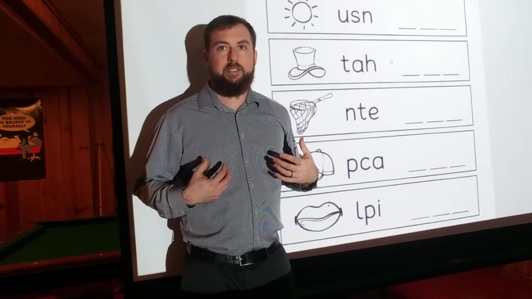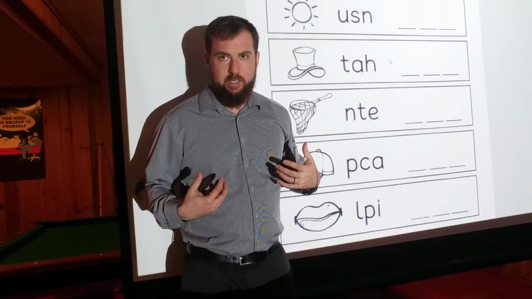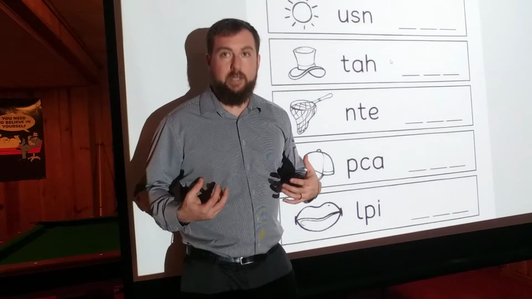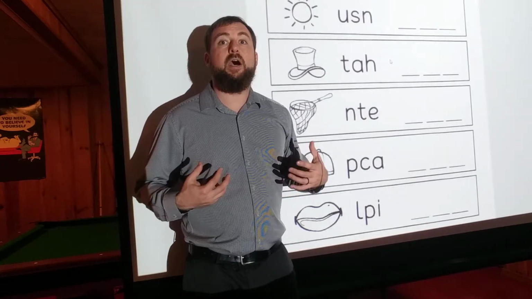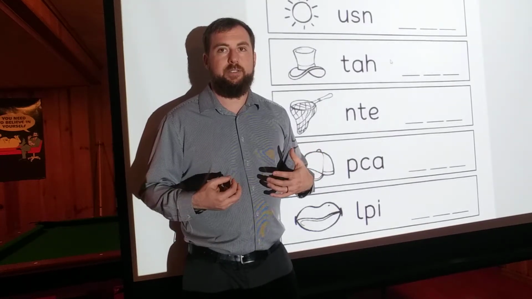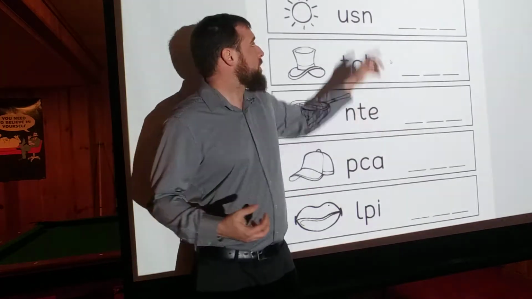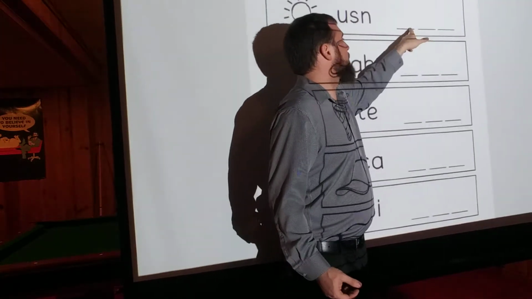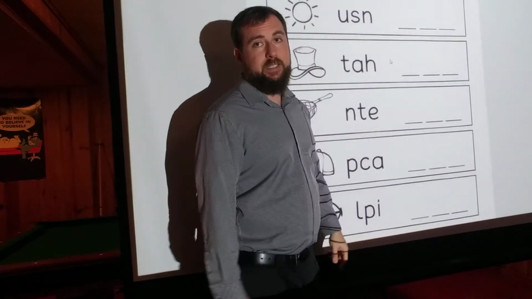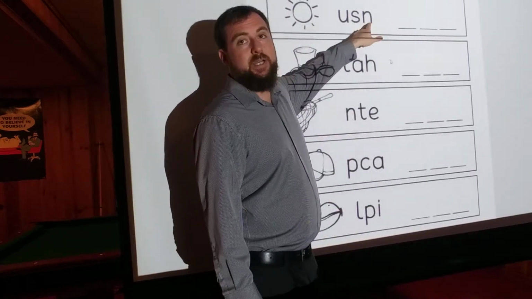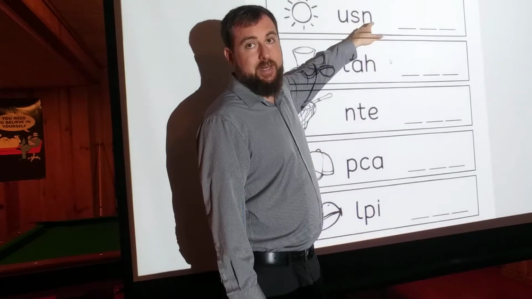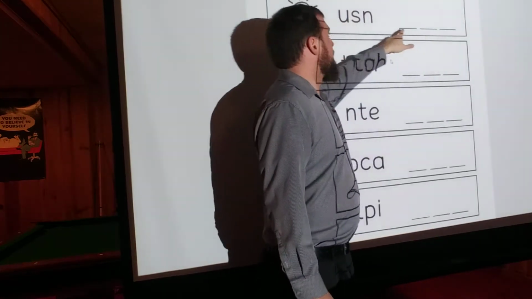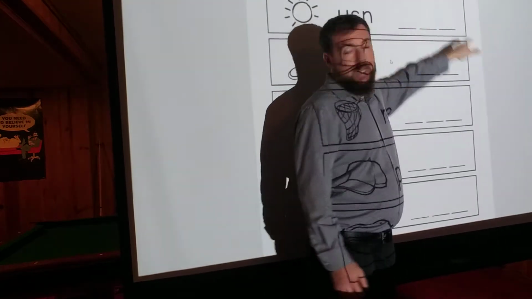Sun. What makes the sound in sun? U. So it's going to be S-U. And what's the last letter in sun? N. Sun. N. N makes the N sound. So we're going to write S-U-N.